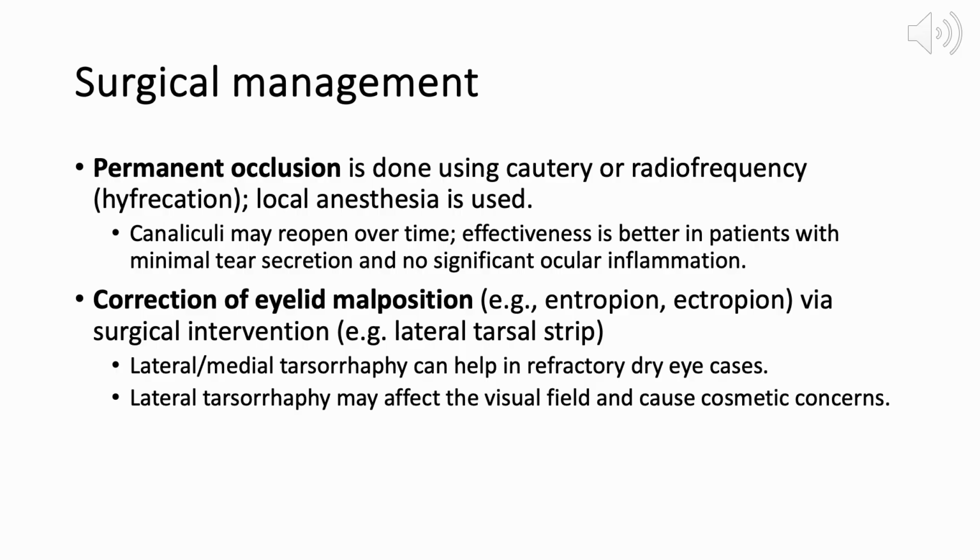Another surgical approach is correction of eyelid malposition, such as entropion or ectropion, which can worsen dry eye by disrupting tear distribution or exposing the ocular surface. These can be corrected with procedures like a lateral tarsal strip. In more refractory cases, tarsorrhaphy, either lateral or medial, can be helpful. Keep in mind, though, that lateral tarsorrhaphy may reduce the visual field and raise cosmetic concerns, so patient counseling is important.